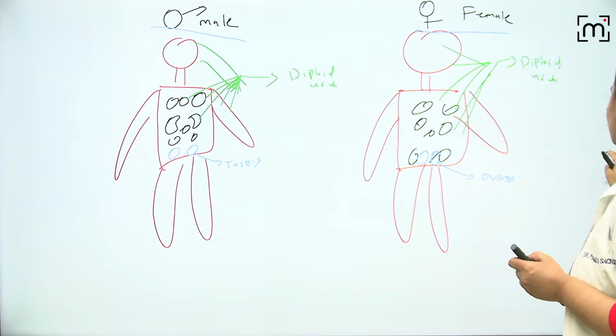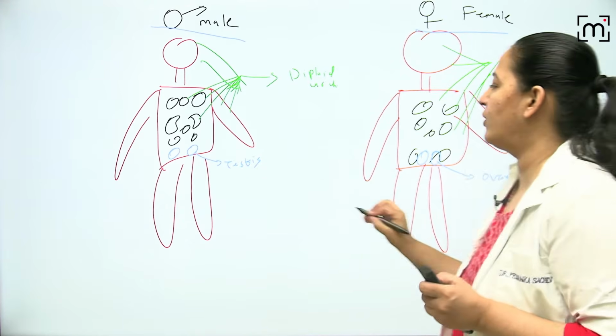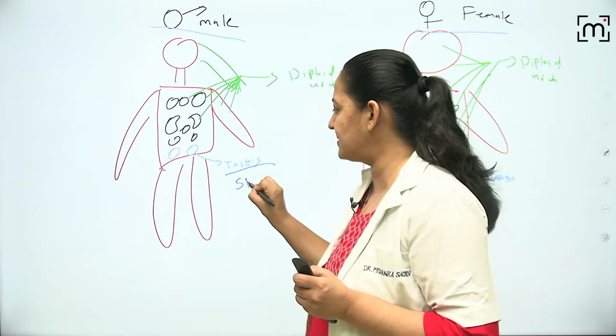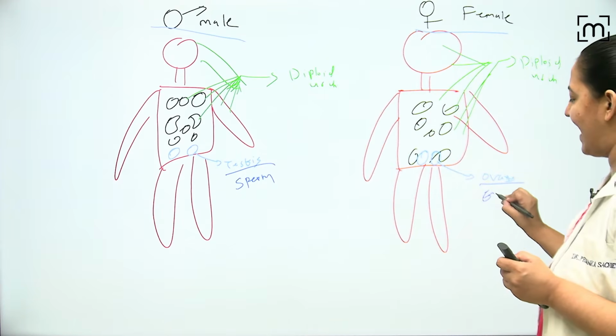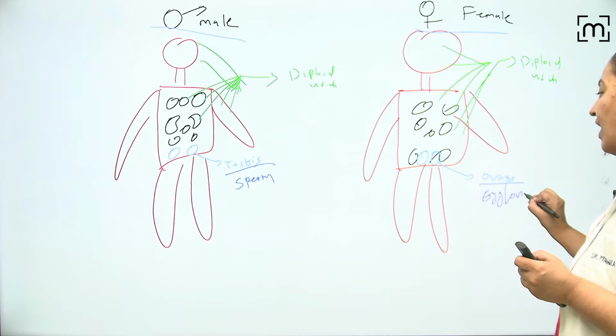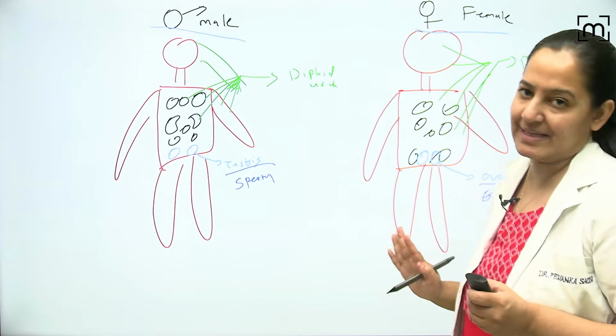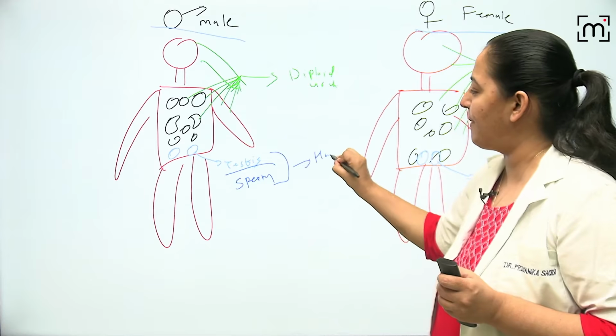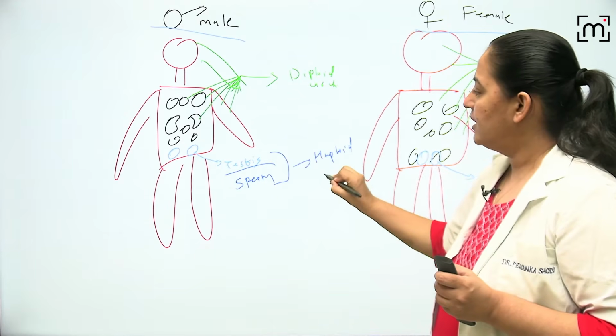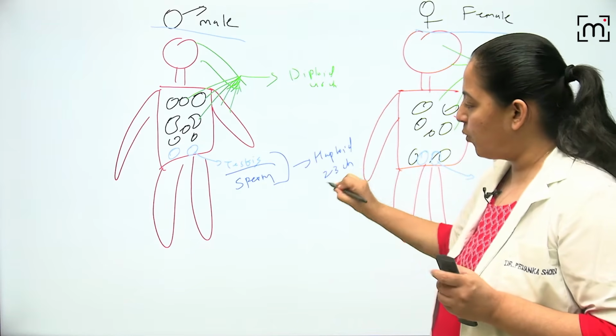But the cells from the testes are known as sperms. Here sperms are formed. And the cells in the ovaries are known as ova or egg, one and the same thing. These are known as gonadal cells. The gonadal cells are not diploid, they are haploid. So they contain only 23 chromosomes, one set.